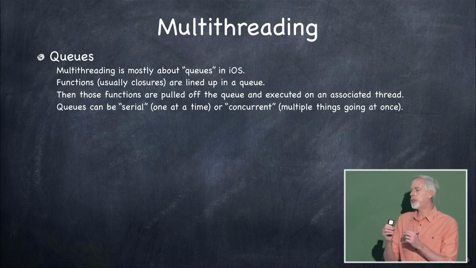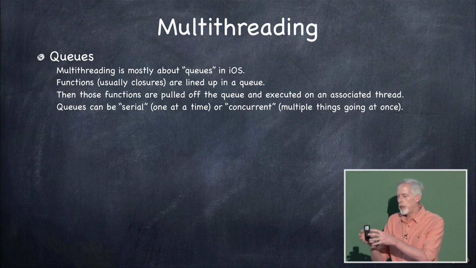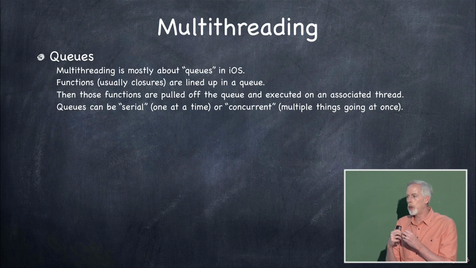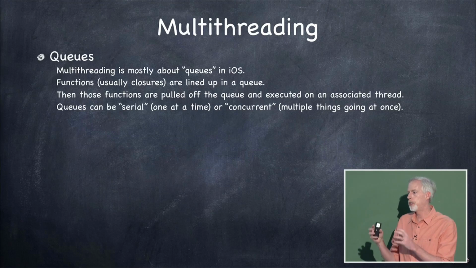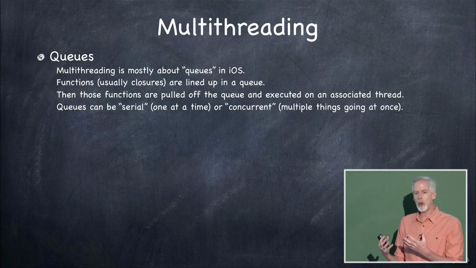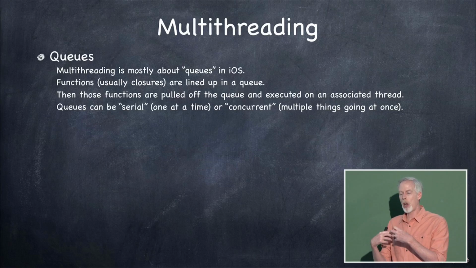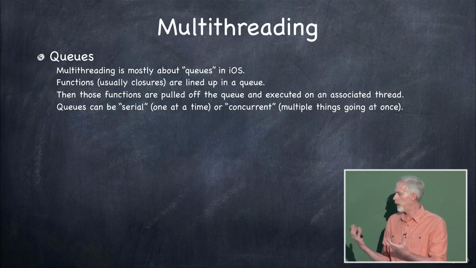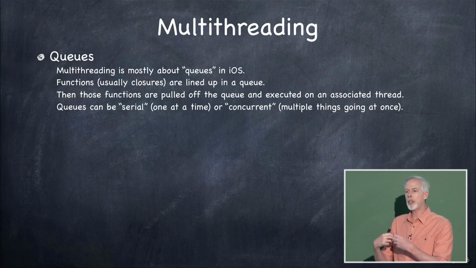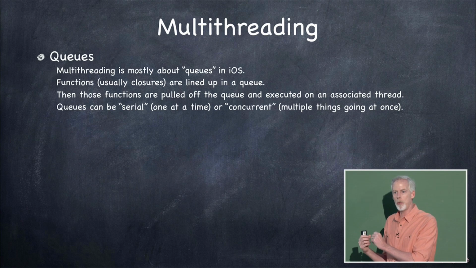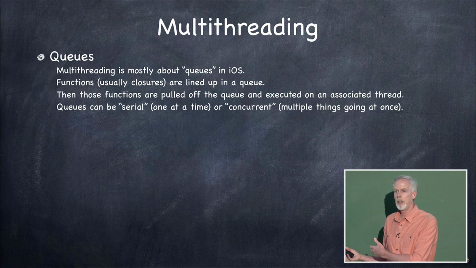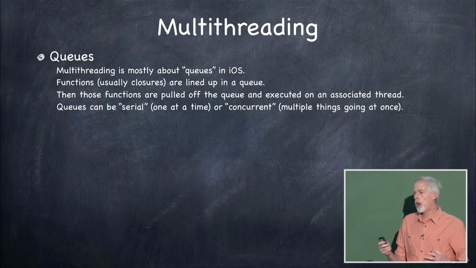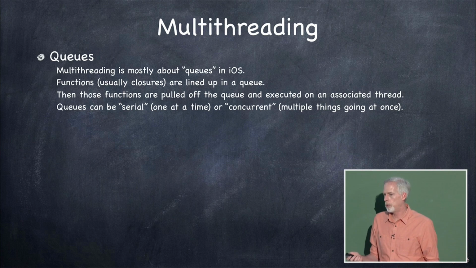Now, queues can either be serial, which means the function that's on the top of the queue gets pulled off, it runs to completion, and then the next one gets pulled off. That's serial queues. Or they can be concurrent, where the system pulls the top one off the queue, starts it running in a thread. If it's got more thread resources, it takes the next one off, starts it running in another thread while the first one's still running. And it might keep pulling a whole bunch of them off. So that's a concurrent queue. All right, so let's talk about the queues, how we get them, what we call them, etc.